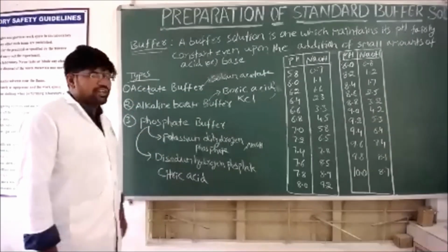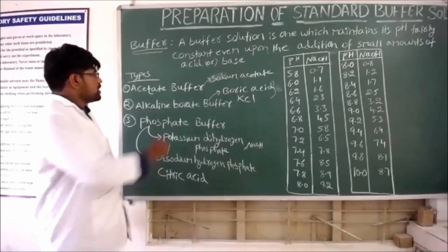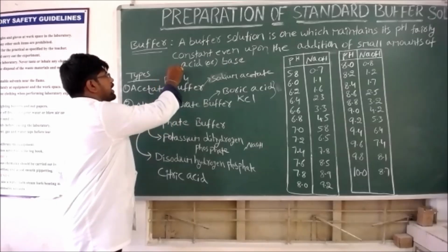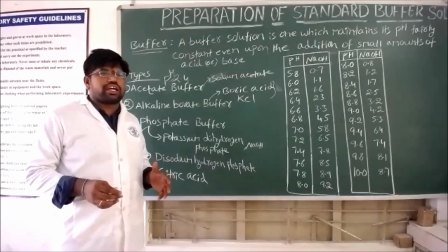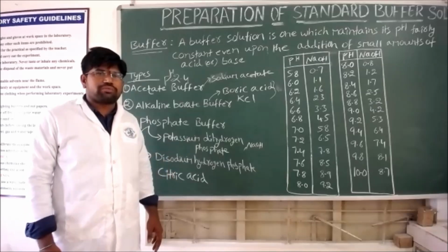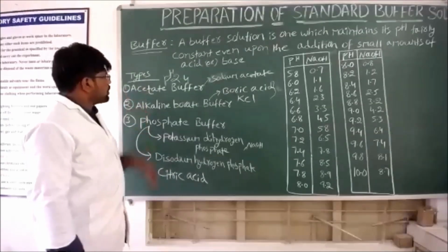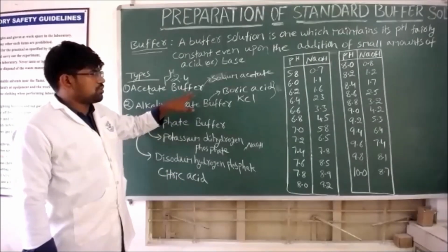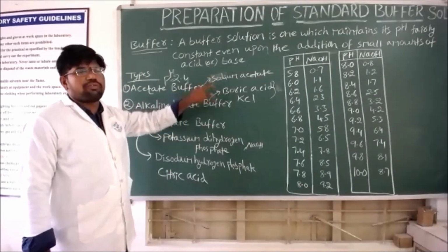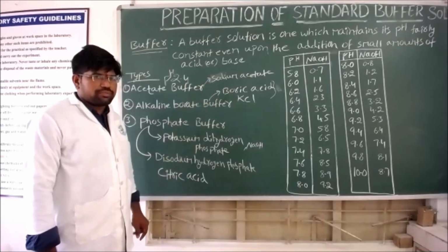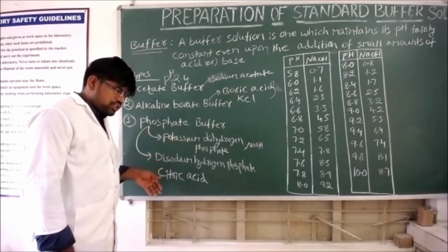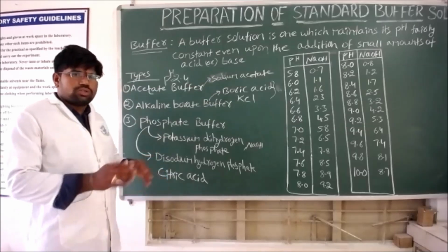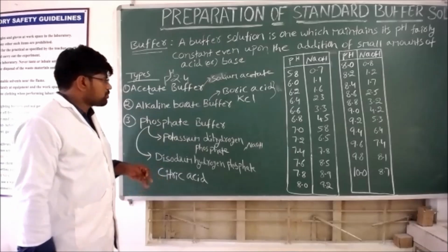Like the acetate buffer, generally the pH is 2.4. If you want to assess the activity of a drug in a strong acidic environment, in that case we will go with the acetate buffer. This acetate buffer we prepare with the help of the substrate sodium acetate. So these are the types of buffers that we prepare in order to maintain the pH.